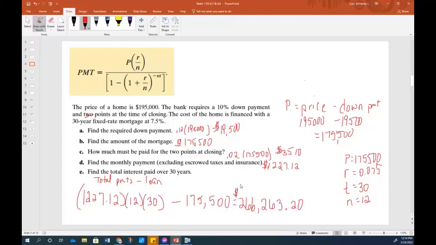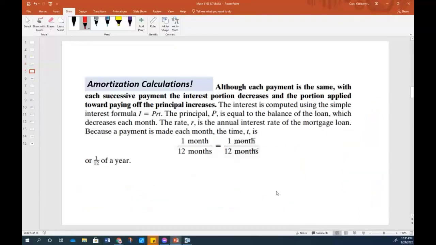And that is my interest paid over the 30 years. So that's one of our things that we want to do with a loan, is just help you understand where they're calculating the payments, how much this is going to cost you, what's going on, and really what points are for.